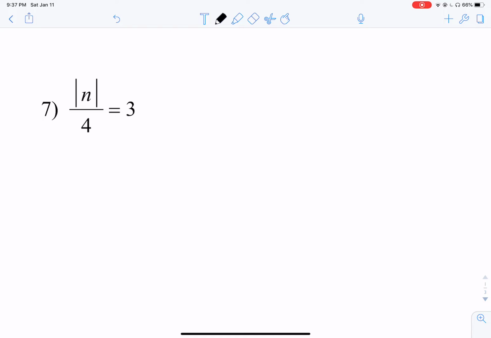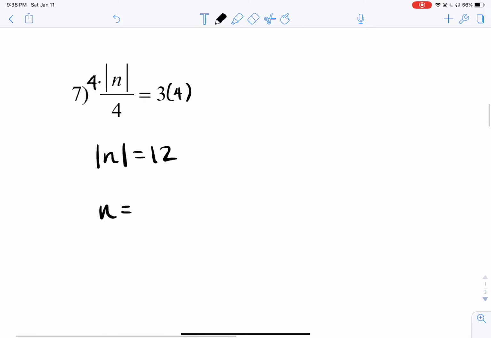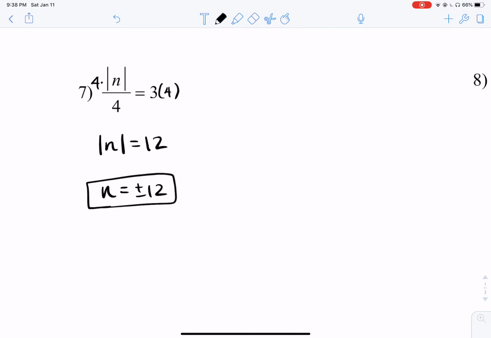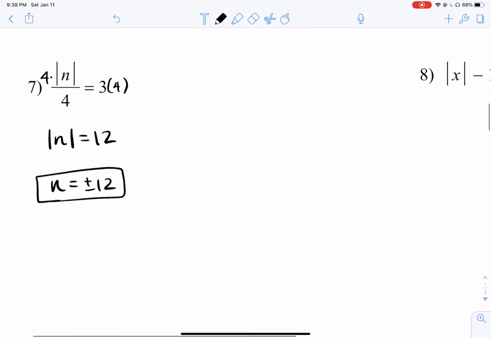So now the next example, we're looking at trying to solve this one. Very similar to the other example. We're dividing by 4, so we're going to multiply by 4. It's equal to 12. So now the absolute value of x would equal positive 12 or negative 12. All right.